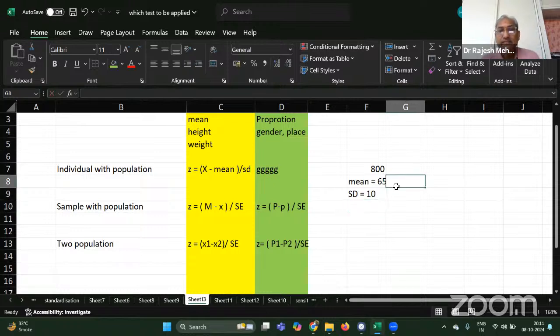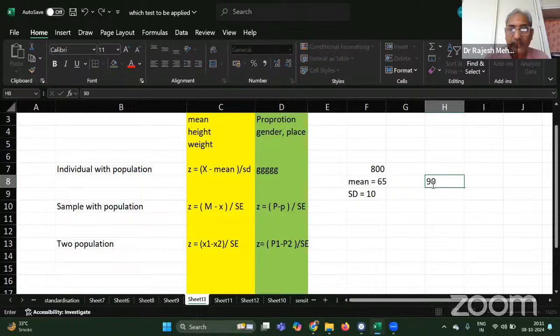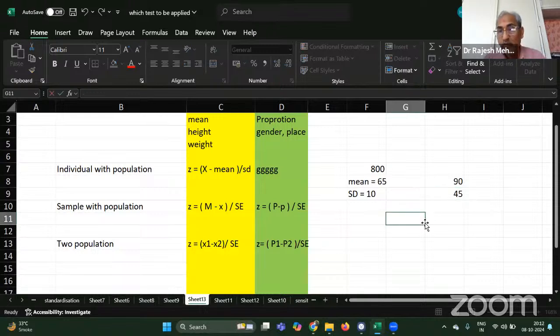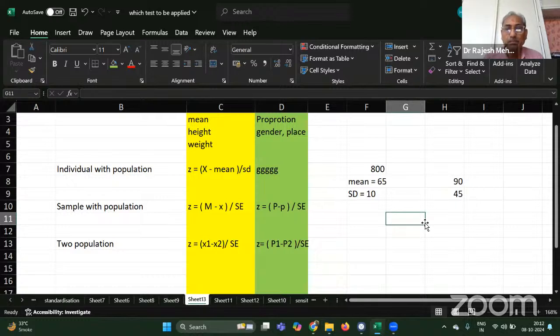Suppose this is our data. In this case, if someone asks you about a person having marks 90, do you think that this is exceptionally good, extraordinary, yes or no? And the other person getting 45 marks. What do you think? Is it extraordinarily low, or is it just within the group? So here we can see two ways.